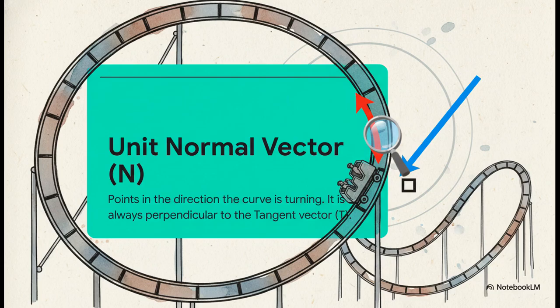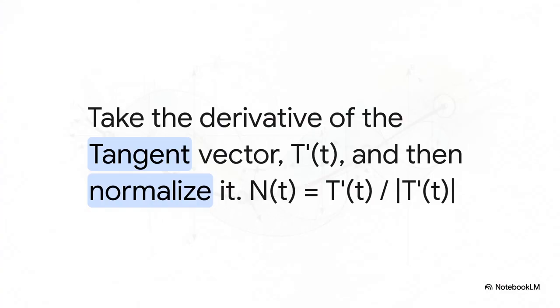And here's the really important part. It's always at a perfect 90-degree angle to the tangent vector. And check this out, because the formula really shows you how these vectors are all connected. To get N, you take the derivative of the tangent vector, T prime of t, and then you normalize it.